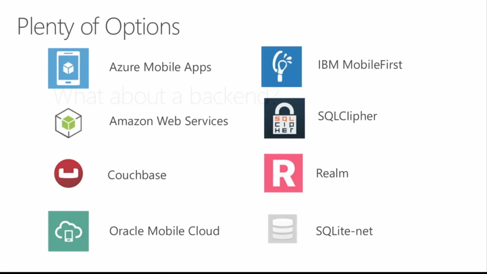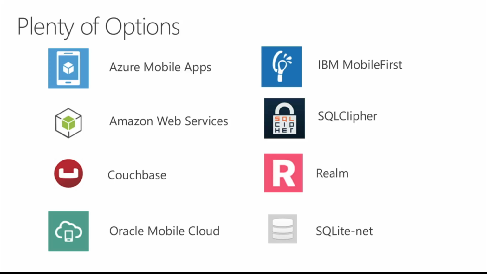So what about a backend? There are lots of options here. Mobile backends provide, in essence, three basic services. First of all, they let you know who your user is, whether they're authenticating via a custom backend or via a social provider like Facebook or Twitter, for example. They provide data access, so how do you actually get data to and from the app? And they provide some sort of notification service.